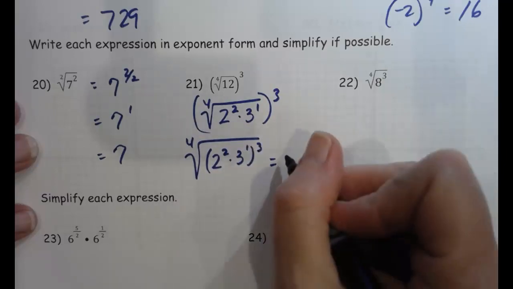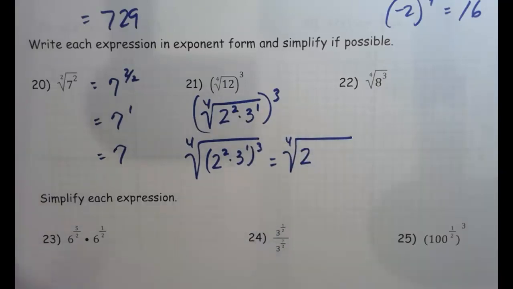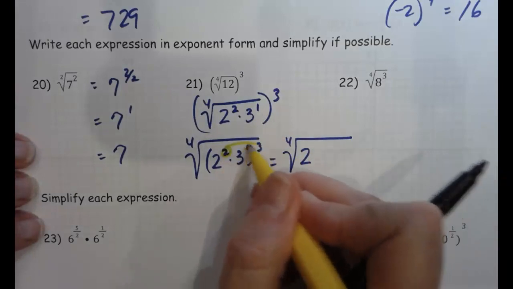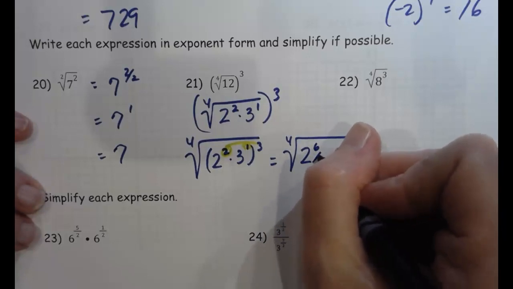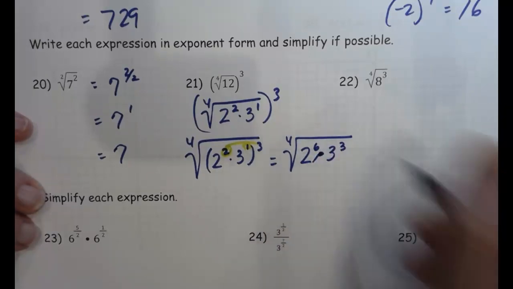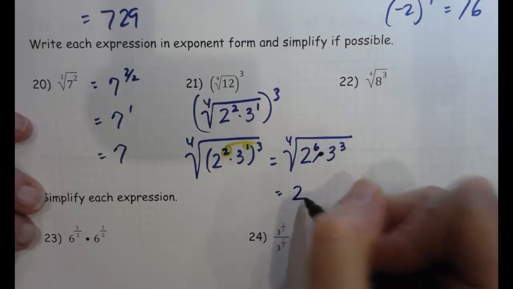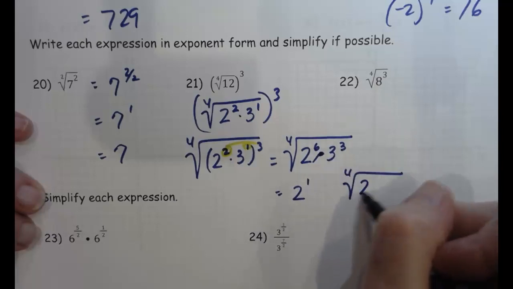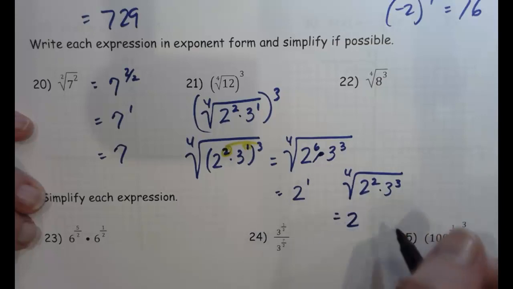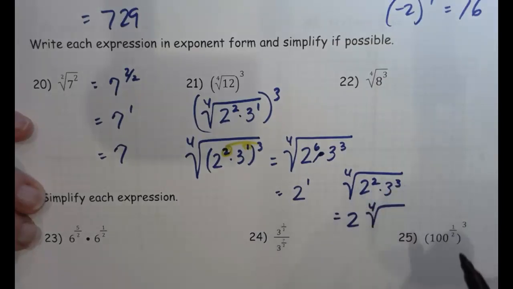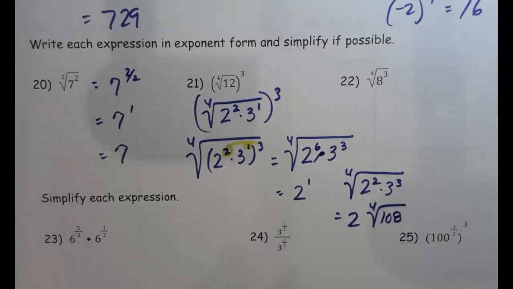So what does this turn into? This actually turns into the 4th root of 2 to the 6th times 3 to the 3rd. Now can we simplify the radical? Actually, yes. 4 goes into 6 one whole time with 2 powers left under, but the 3 stays under. So we end up with 2 times the 4th root of 4 times 27, which is 108. That one's a little bit tricky.